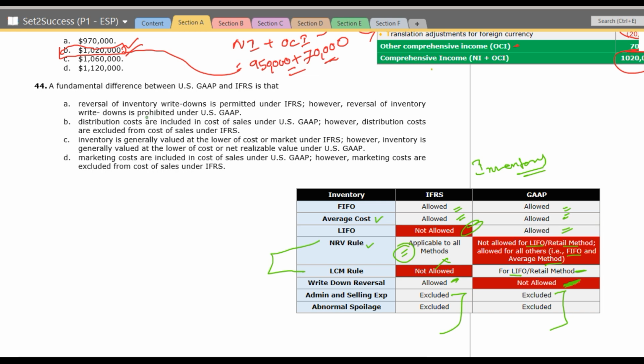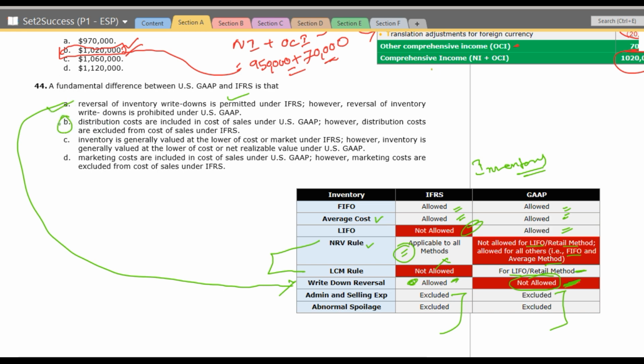So now, a fundamental difference between US GAAP and IFRS is that reversal of inventory write-down is permitted under IFRS. This is asking for write-down reversal. So reversal of inventory write-down is permitted under IFRS. Yes, it's allowed under IFRS. Now, reversal of inventory write-down is prohibited under US GAAP. Yes, it is prohibited under US GAAP as it's not allowed. So this is the correct option.